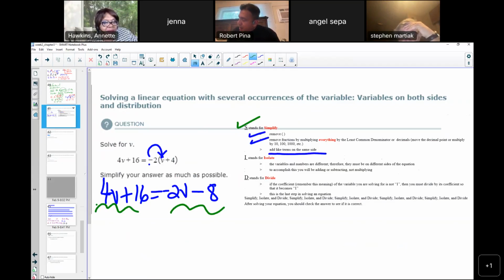Now the next step is to isolate. It says the variables and numbers are different, therefore they must be on different sides of the equation. To accomplish this, you will be adding or subtracting, not multiplying. So let's focus then on the variables. Let's put the variables on the left.